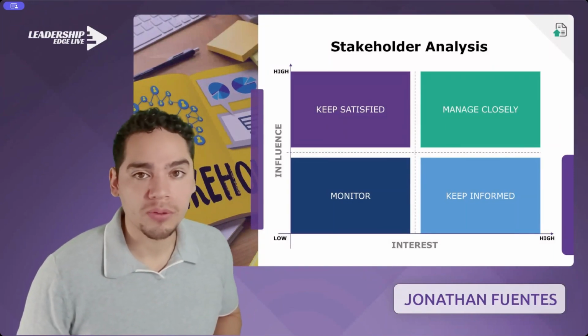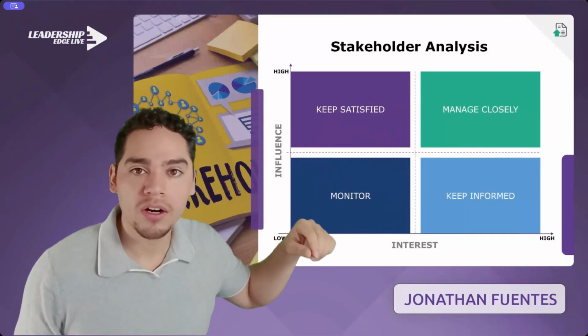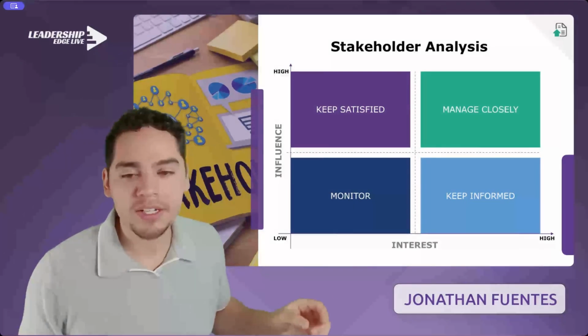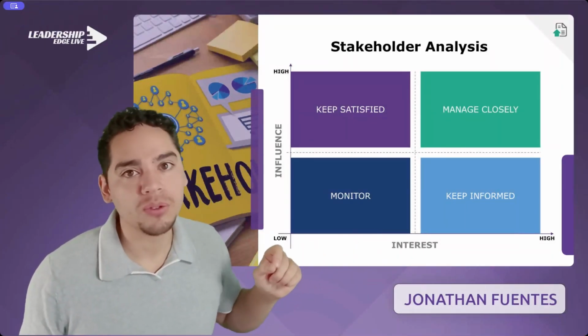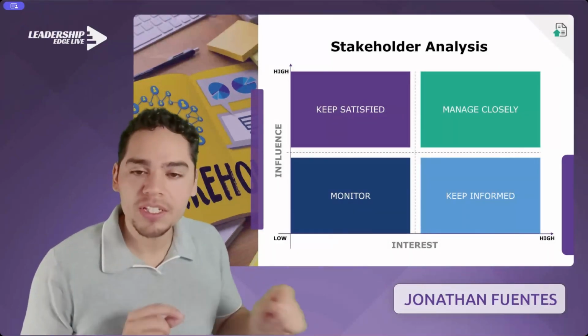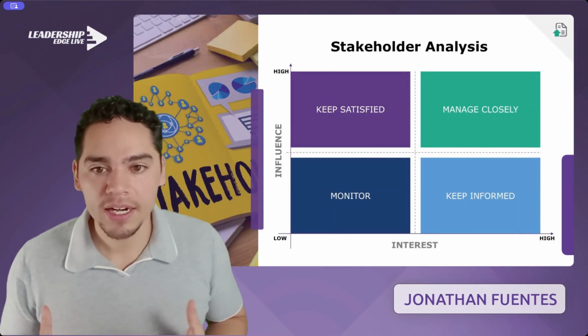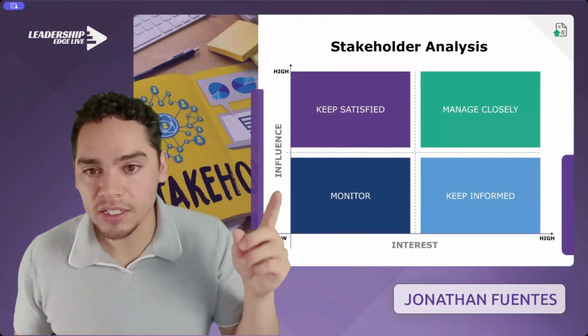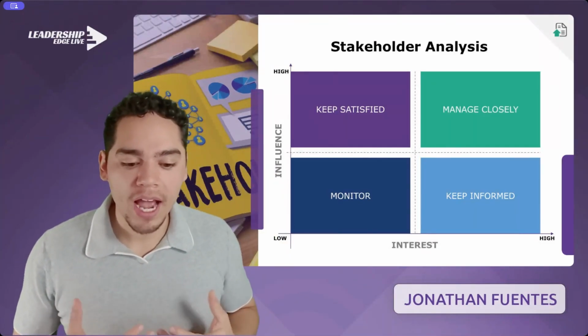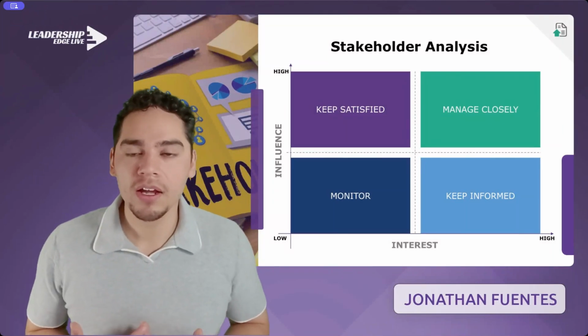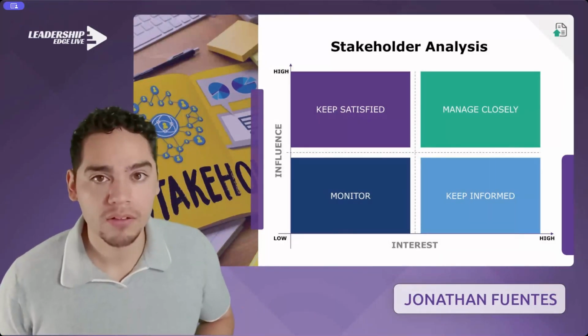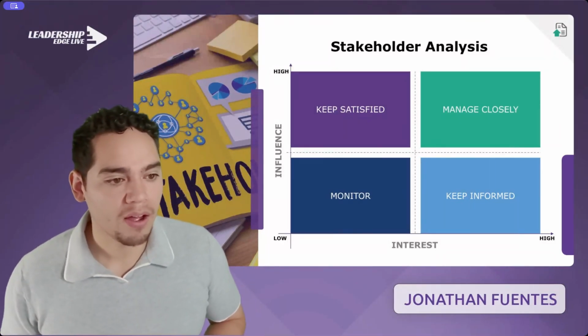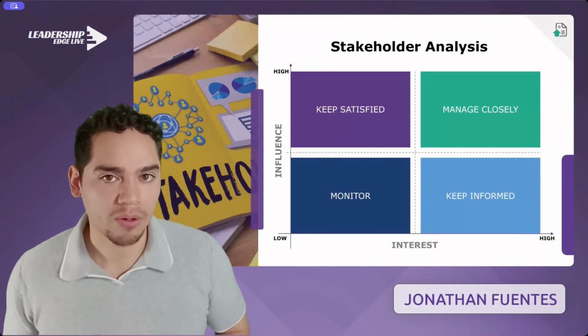Now, what you want to do is put them on this chart on a relative basis, right? There is no absolute zero or absolute 100%, but on a relative basis, you want to get an idea of how influential each of these stakeholders are, right? How much of a say do they have when it comes to decision making? How much sway do they have within the organization in general?